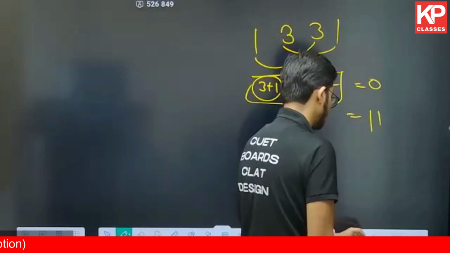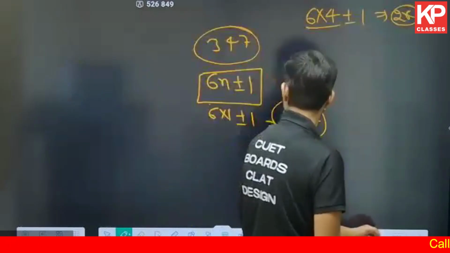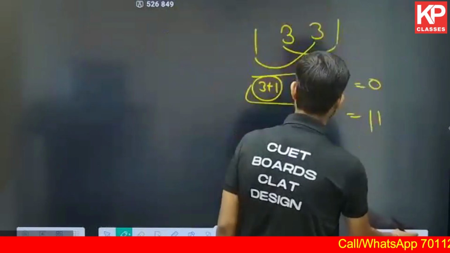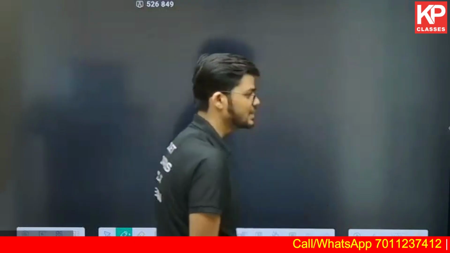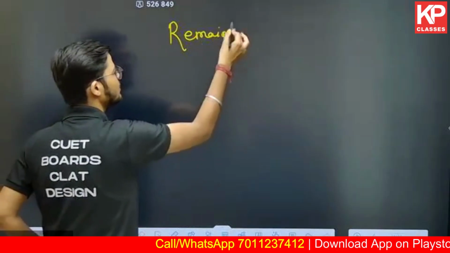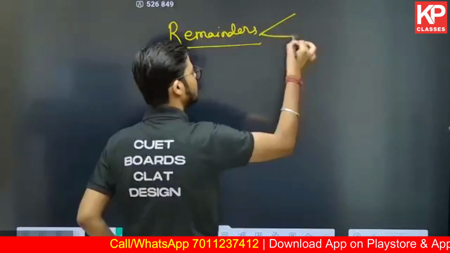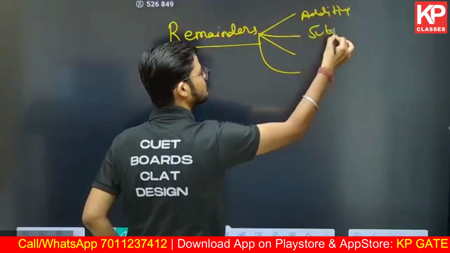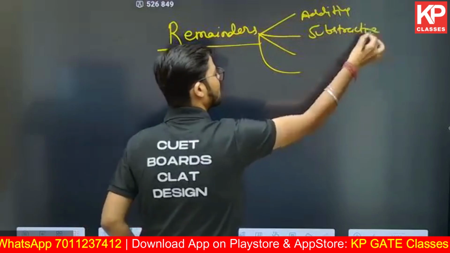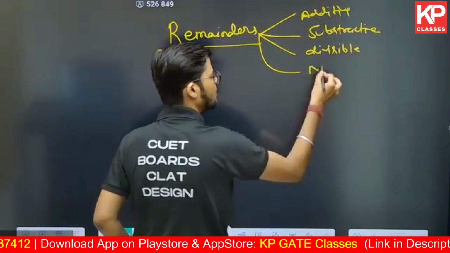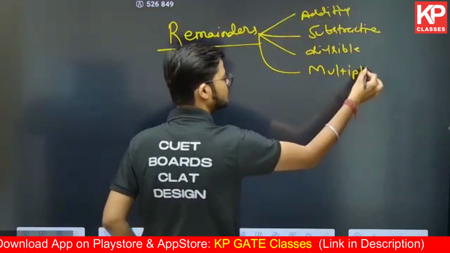Now let's talk about the other parts. We have done divisibility, and after that what more was there? Remainders, right? In case of remainders, you just need to keep one thing in mind. Remainders are additive in nature, subtractive in nature, divisible in nature, and multiplicative in nature. What do we mean by that?